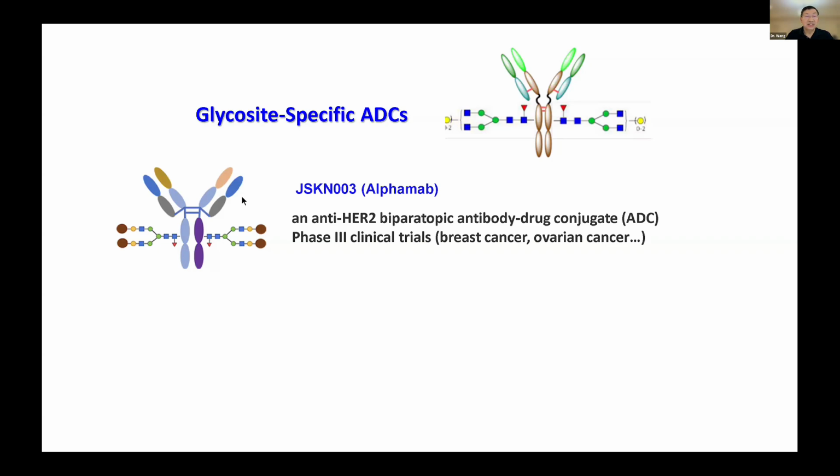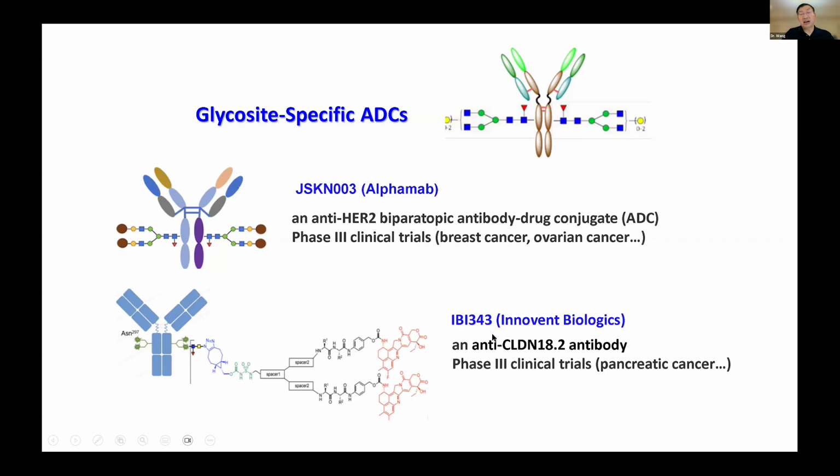So for this ADC, they use the chemistry again, modification of the Fc glycan. For that, you have to remove the outside sialic acid from the antibody, and then you introduce an azide-tagged galactose derivative called GalNAz by galactosyltransferase. Then you do click chemistry to fuse the payload.